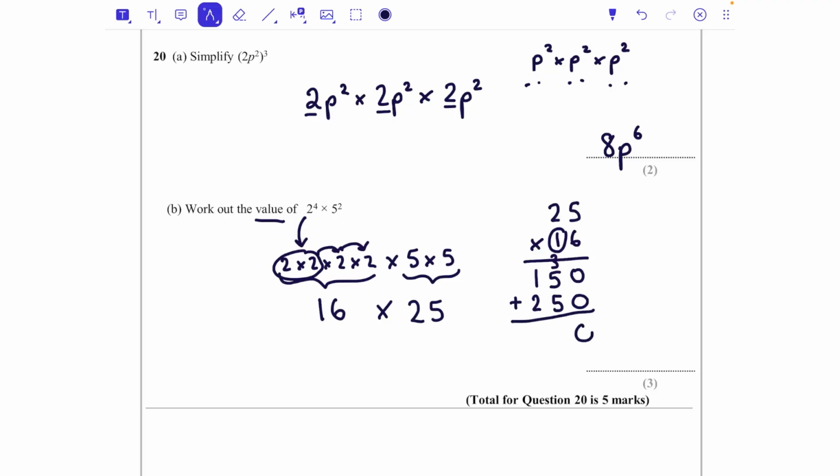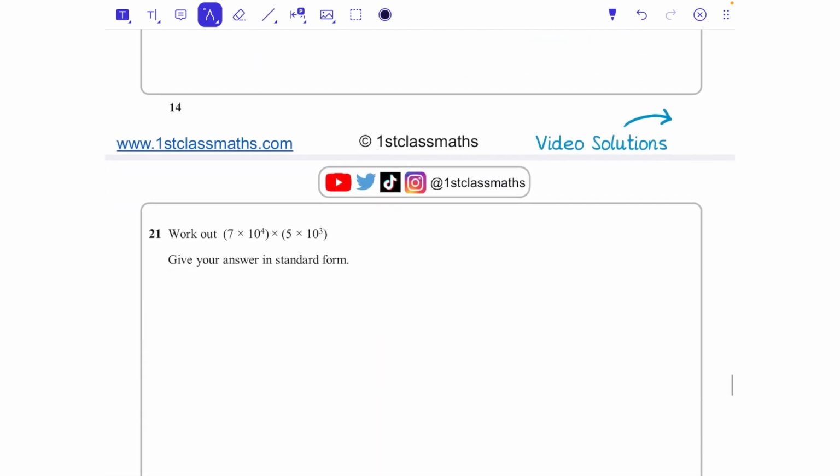Adding that together, we have 0. 5 add 5 is 10, so 0 carry the 1, and 1 add 2 add 1 is 4. So it is 400. You might have done it a slightly different way, but however you did it, you should have got 400 as your answer for that one.